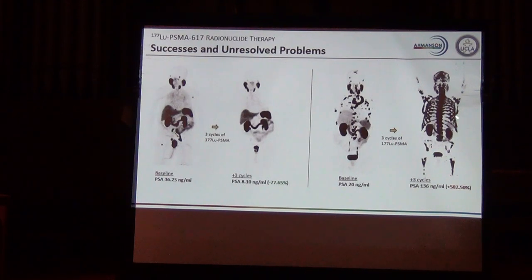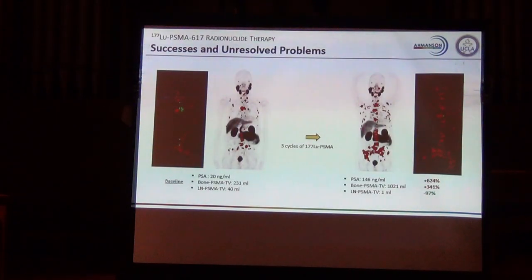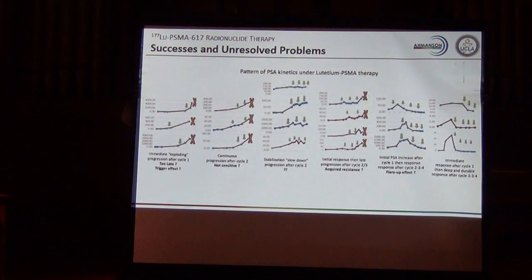That is the case you don't want to see. PSA is 20, it goes to 100. Some disease is in the bone, already considered a significant amount, and now it's progressing, exploding. So we are not there yet to say that it works for all patients, unfortunately. This is another example. I will skip that.